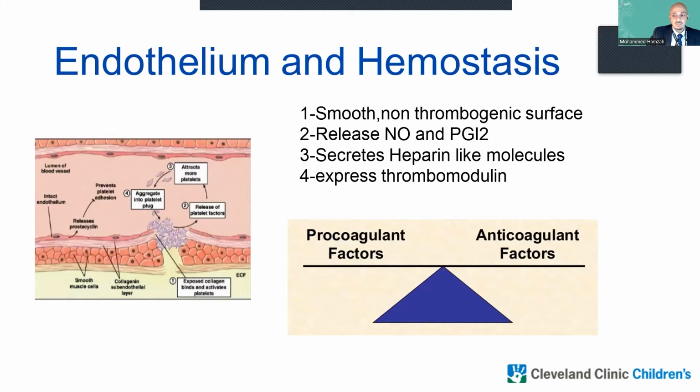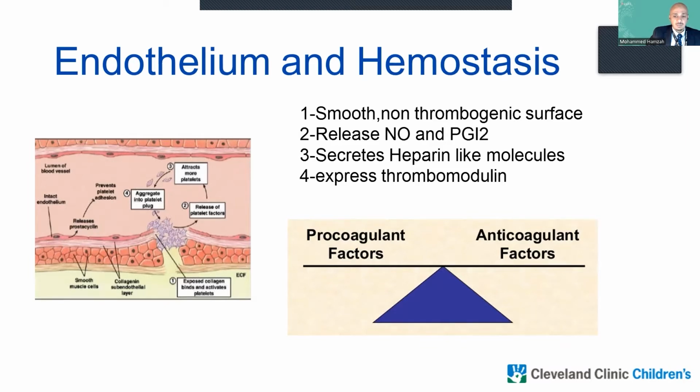If you look at the several mechanisms by which this is done, the endothelial cells provide that smooth, non-thrombogenic surface. Endothelial cells will secrete nitric oxide and synthesize prostacyclin, and both are important in inhibiting platelet aggregation. Endothelial cells will secrete heparin-like molecules, which will bind antithrombin III and inhibit thrombin. They also will express thrombomodulin, which, as its name implies, will modulate thrombin and inhibit clot formation. For all these factors, under normal circumstances, the body is most likely in an anticoagulant state.